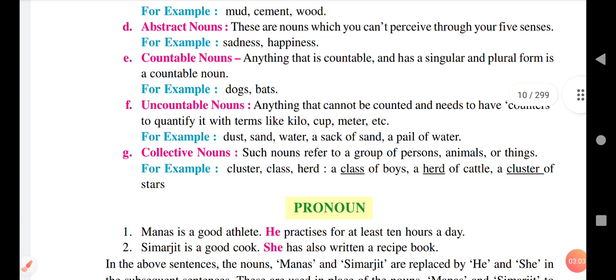G. Collective nouns. Such nouns refer to a group of persons, animals or things. For example, cluster, class, herd, a class of boys, a herd of cattle, a cluster of stars.